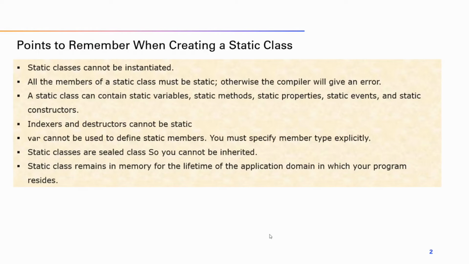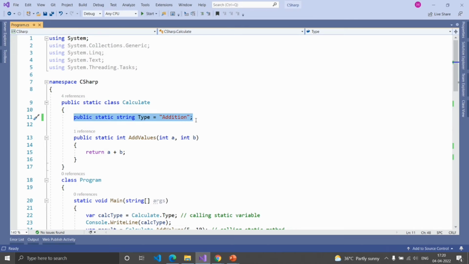When creating a static class, you should remember static classes cannot be instantiated. All the members of a static class must be static, that is variables, methods, properties, events, constructors, everything should be static. That is, if I try to make this static variable a non-static member, it will show an error message because inside a static class, everything should be static.